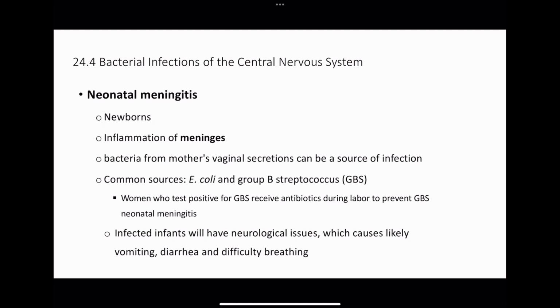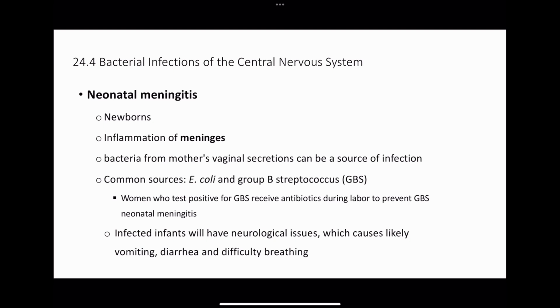Lastly, there is neonatal meningitis that infects newborns. This is a very serious, life-threatening infection that causes inflammation of the meninges, which is the protective membranes around the brain and spinal cord. This usually occurs within the first 28 days of life. That's why premature babies are at a higher risk, because their immune systems are less developed, which makes them more vulnerable to this infection. Bacteria from the mother's vaginal secretions are a main source of infection.